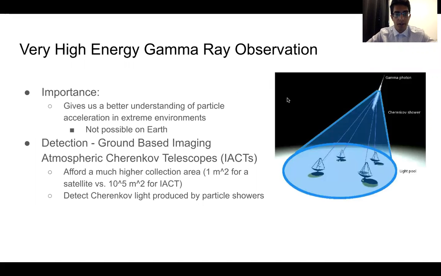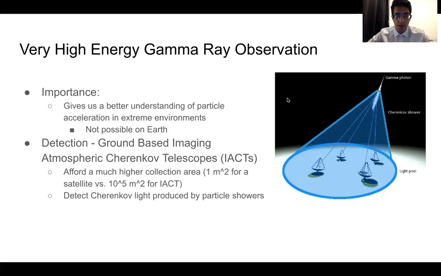My project centers around very high energy gamma ray observation. The importance of this observation is that it gives us a better understanding of particle acceleration in extreme environments, which isn't possible on Earth. And this is because we're talking about energies that are much higher than we can recreate right now. Detection is done by using ground-based imaging atmospheric Cherenkov telescopes.